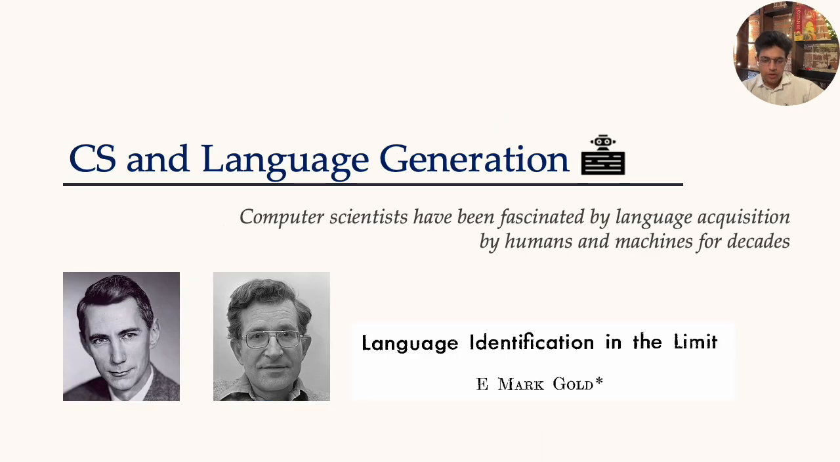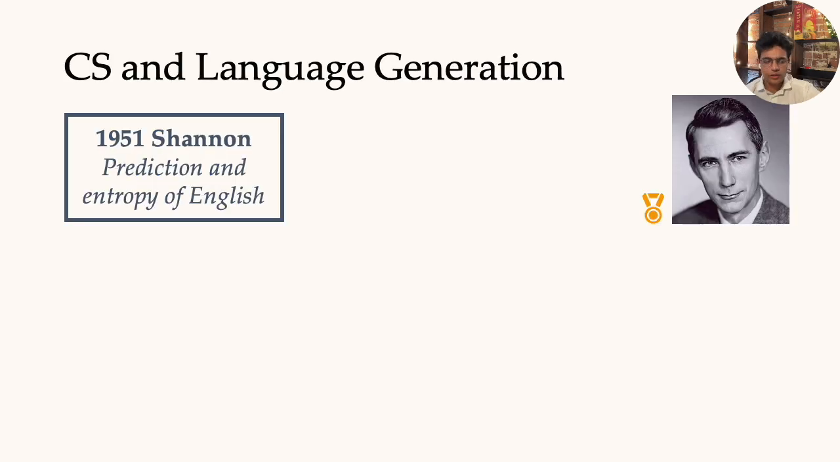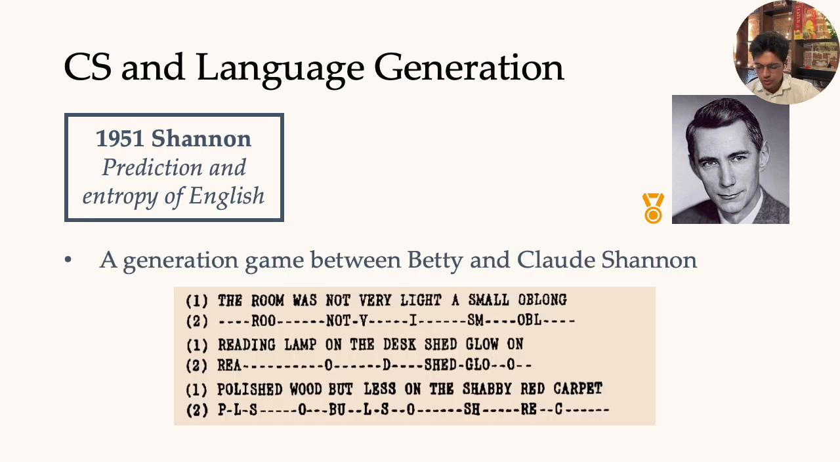I'll begin with talking about some history of computer science and language generation. The crux is that computer scientists have been fascinated by language acquisition for decades. Shannon was an early pioneer in this area and was studying the predictability of English language. To illustrate that English is predictable, he used to play the following interesting game with his wife.